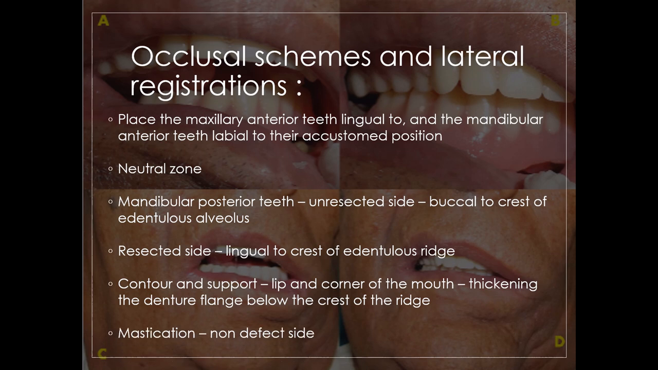And we know that mastication is confined exclusively to the non-defect side. Also, if you view the profile from the frontal plane, the posterior teeth on the non-resected side will be close to the alveolar ridge, whereas posterior teeth on the surgical side may be quite far from the alveolar ridge.